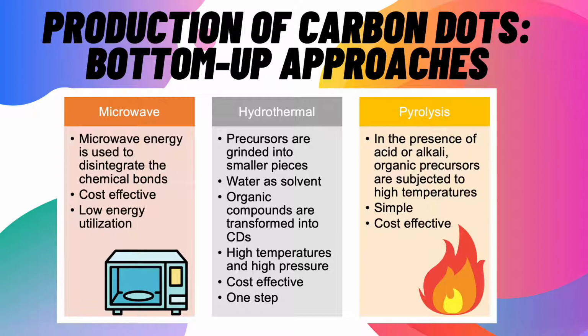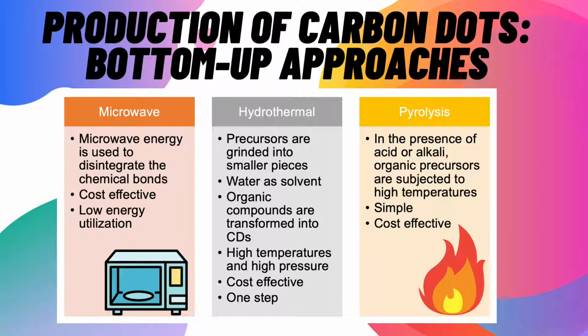So the bottom-up approaches would be microwave, hydrothermal, and pyrolysis. So microwave energy is used to disintegrate the chemical bonds, cost-effective and low energy utilization. Hydrothermal, precursors are grinded into smaller pieces. Water can be used as solvent, and the organic compounds are transformed into carbon dots. High temperature, high pressure, cost effective, also one step.